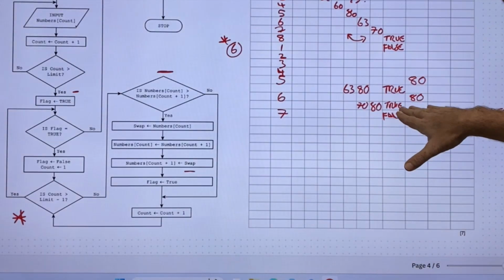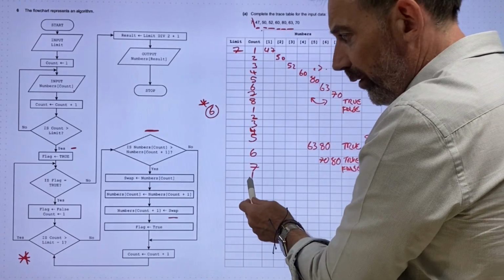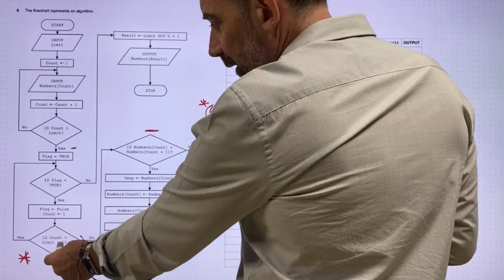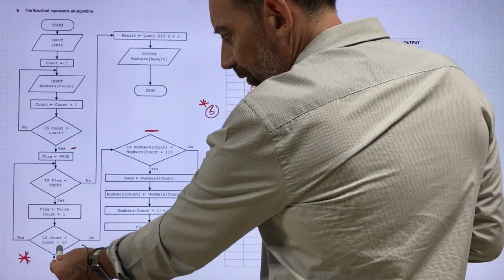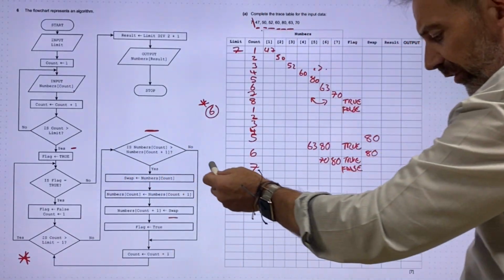Assign the value false, yeah. And then count becomes 1. Okay, is count greater than limit minus 1? No, it's not, because that's going to be 6 again. So where do we go? No, so up here. So I think this is a check.